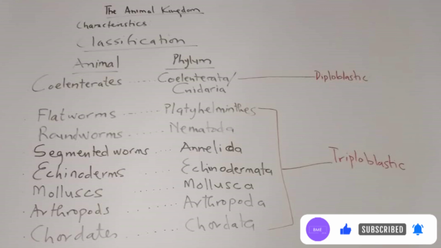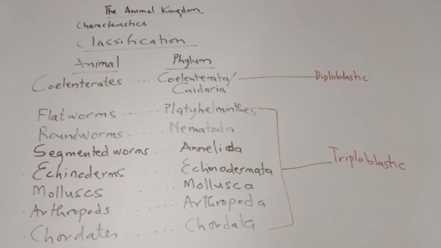Now let's look at the phyla of the kingdom Animalia. We have Coelenterates, Phylum Cnidaria or Coelenterata; Flatworms, Phylum Platyhelminthes; Roundworms, Phylum Nematoda; Segmented worms, Phylum Annelida; Echinoderms, Phylum Echinodermata; Mollusks, Phylum Mollusca; Arthropods, Phylum Arthropoda; and Chordates, Phylum Chordata.